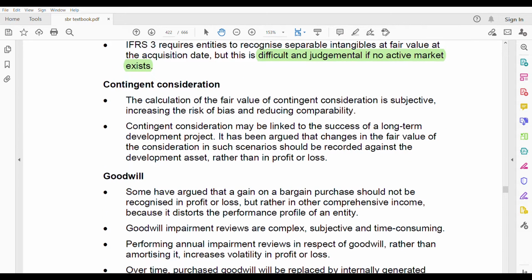Okay. Coming to the contingent consideration. Here the calculation of fair value is subjective. Okay, that means your risk of bias will increase and comparability also will reduce. Next, contingent consideration may be linked to the success of a long-term development project, right? Contingent means it is based on something. If some conditions are satisfied, you are giving that consideration. So this might be linked to the long-term success. So it could be argued that the changes in the fair value of the consideration in such scenarios, okay, should be recorded against the development asset rather than profit or loss.